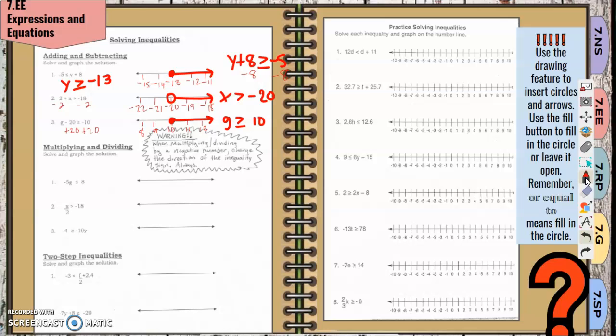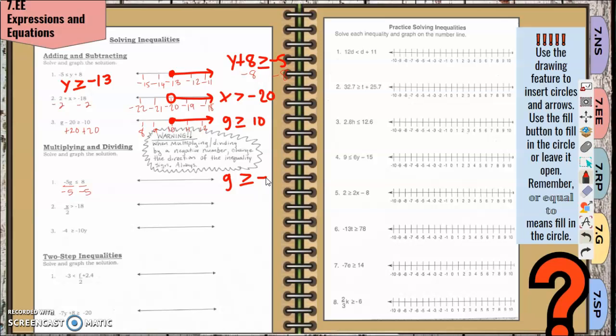So number 1, -5 times g is less than or equal to 8. I'm dividing by -5 on both sides, which means I'm going to flip my inequality symbol in the opposite direction. So if you multiply or divide both sides by a negative, you're going to flip that inequality. -5 is now being divided on both sides. That leaves me with g is greater than or equal to. A positive divided by a negative is a negative.